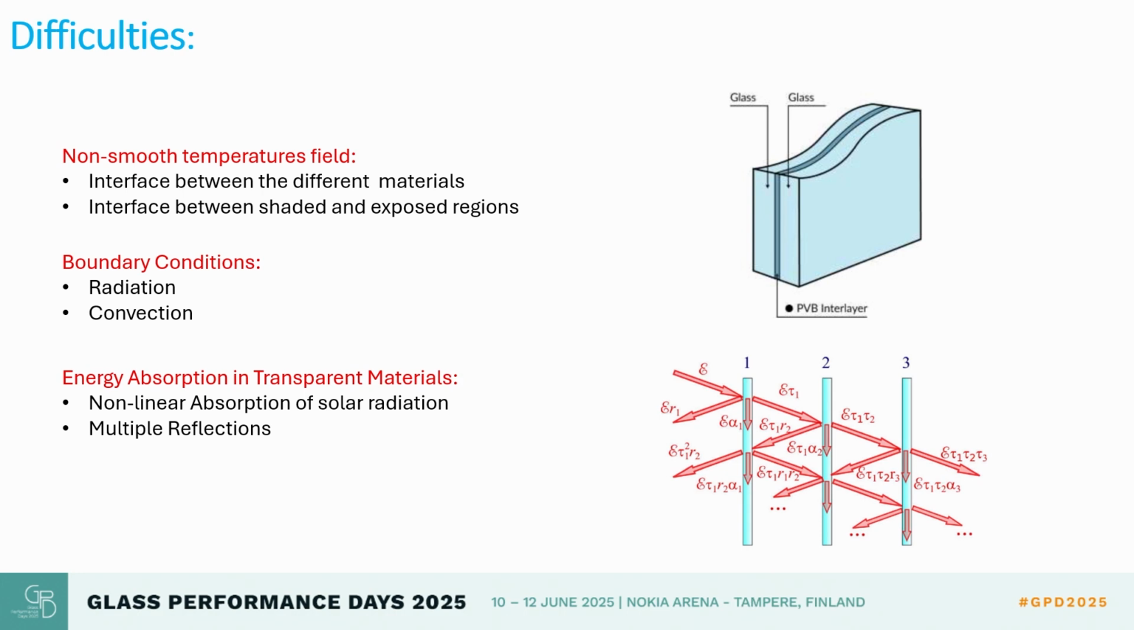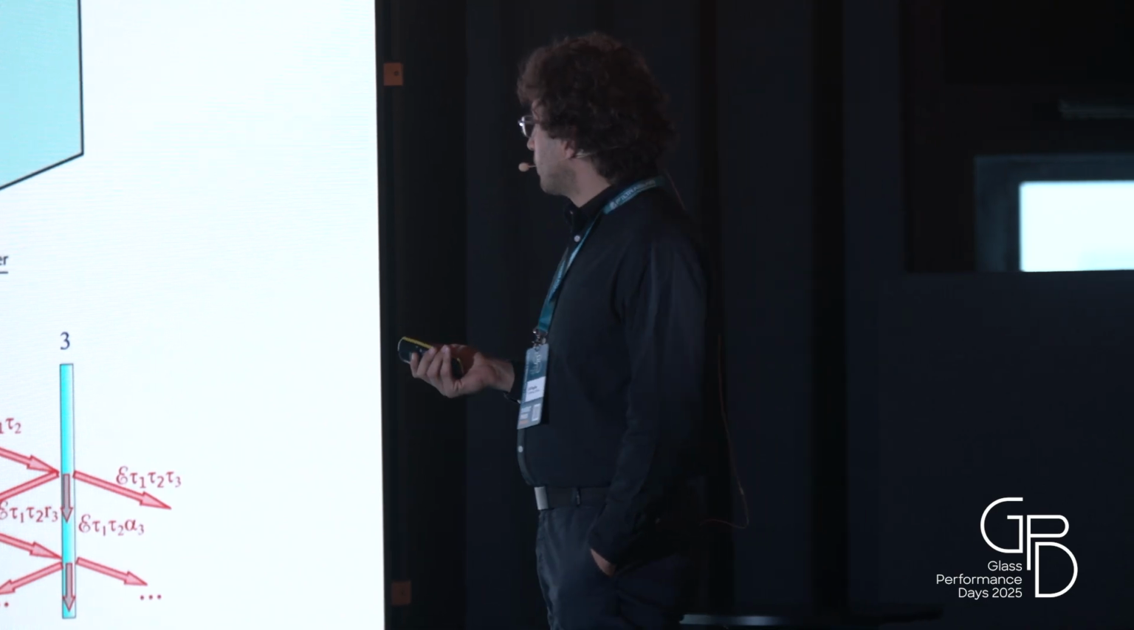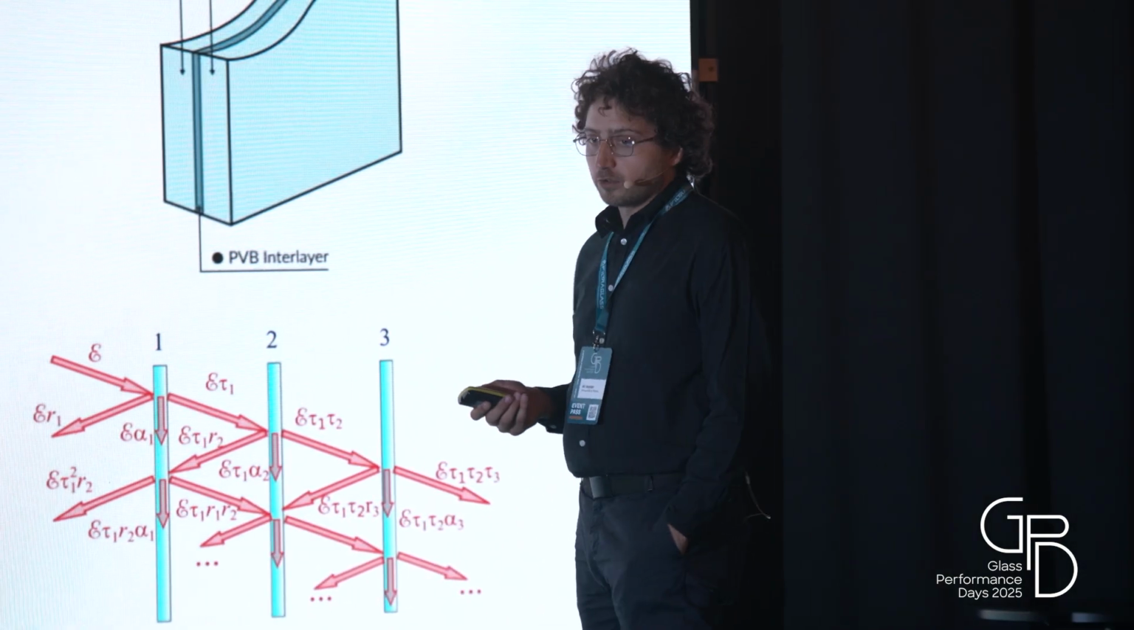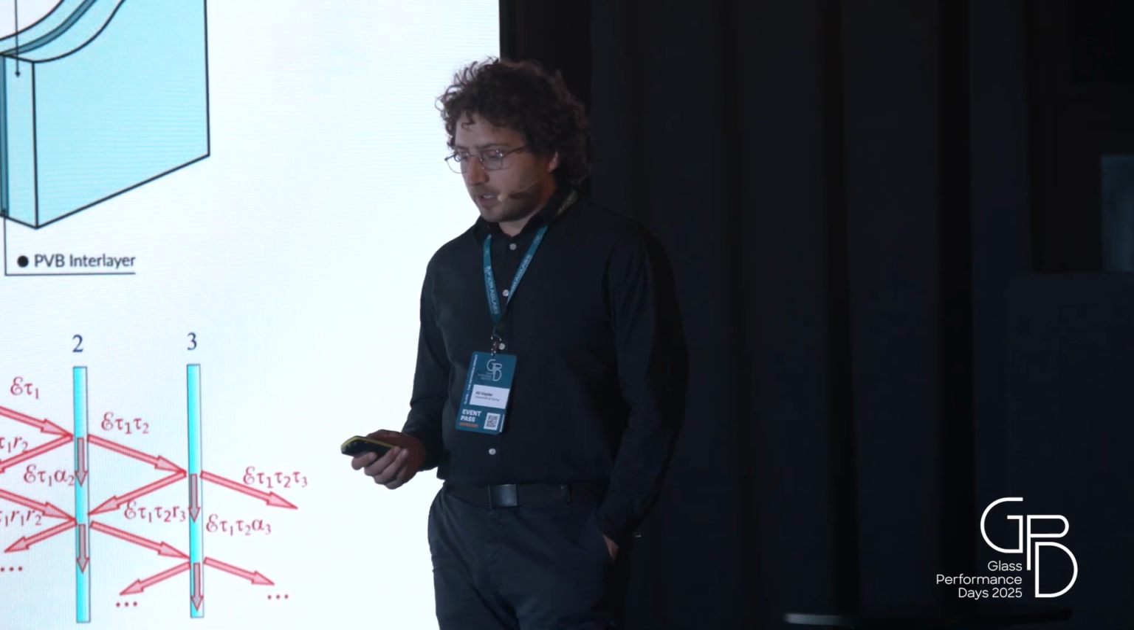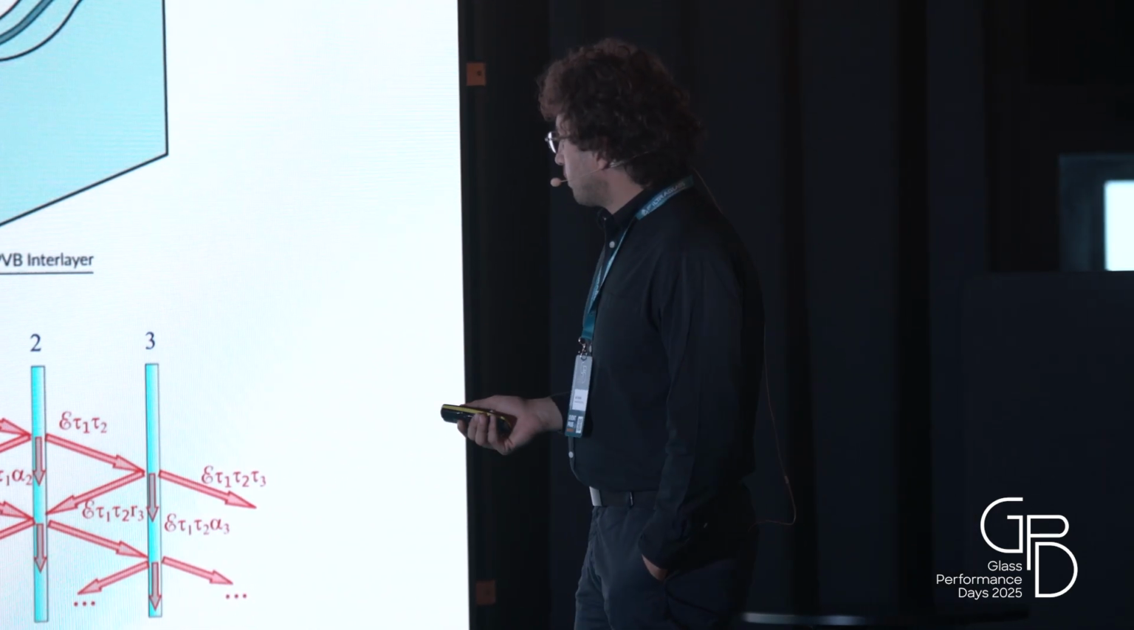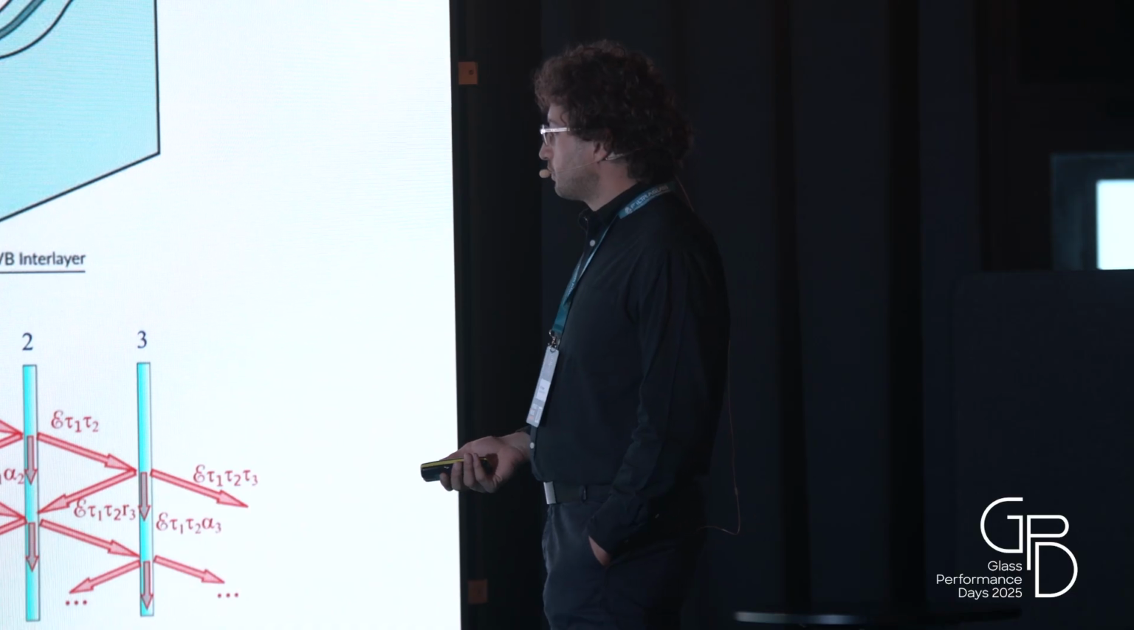What we have in case of laminated glass, a connection between two different materials that are the glass and the PVB, which has different thermal properties. At this interface, we have non-smooth temperature fields, and also at the interface between the shaded area and the unshaded area. The boundary conditions of this problem are usually radiation and convection. Additionally, when we are studying the IGUs, we have the phenomena of multiple reflections and nonlinear absorption of solar radiation.